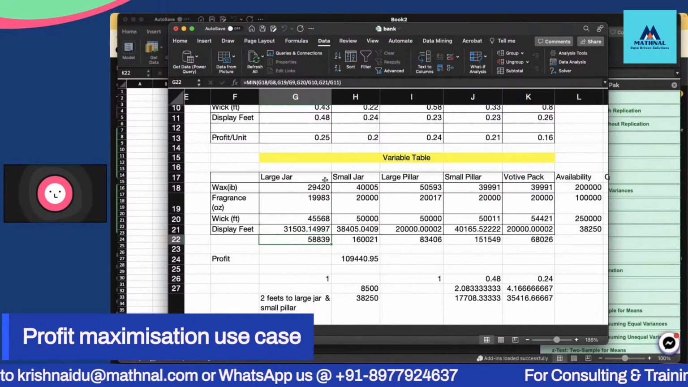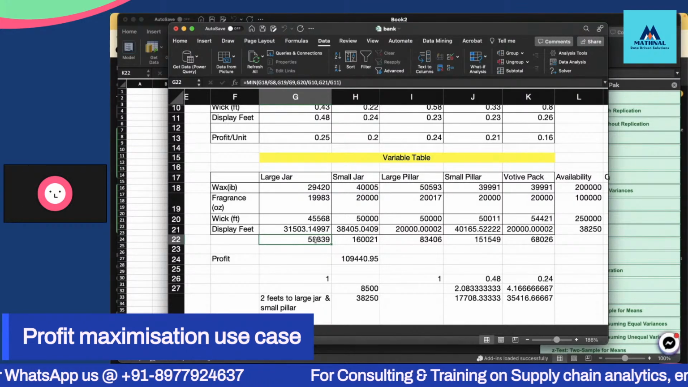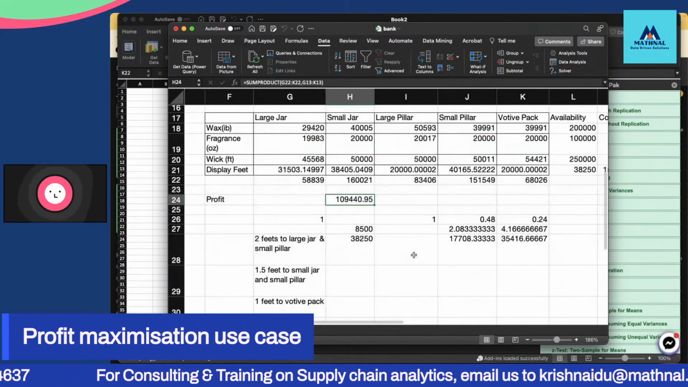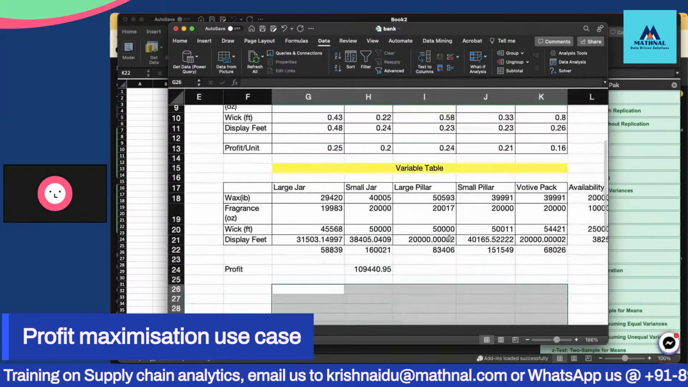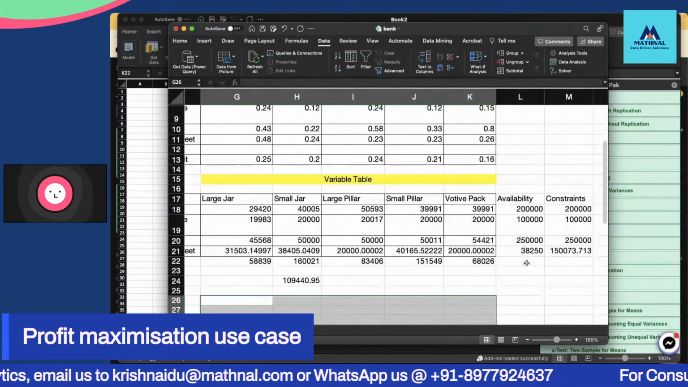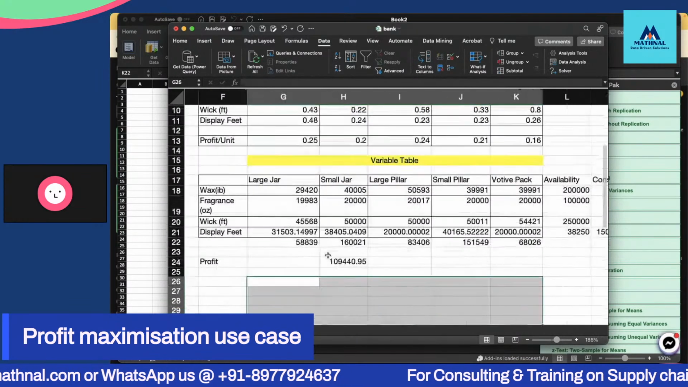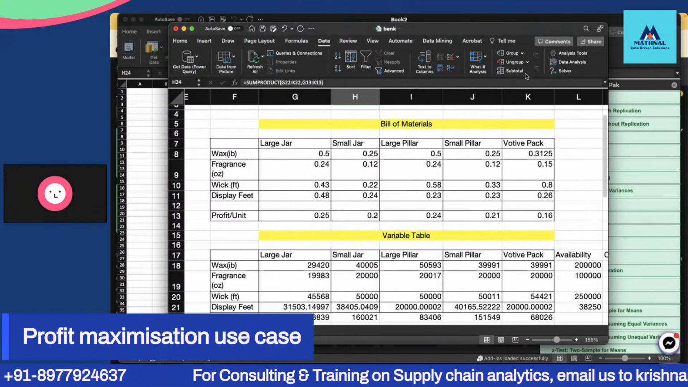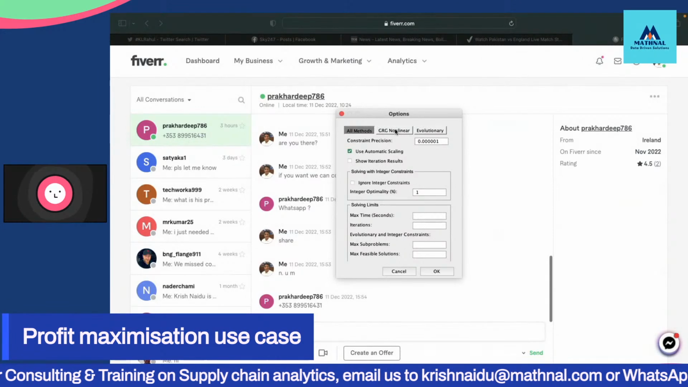This is our minimum of what we can produce, and these are profit which we have to derive. So these are constraints just satisfied. So before that, I need to do one more thing. I have to go to options, and in this options, I'm going to GRG non-linear.